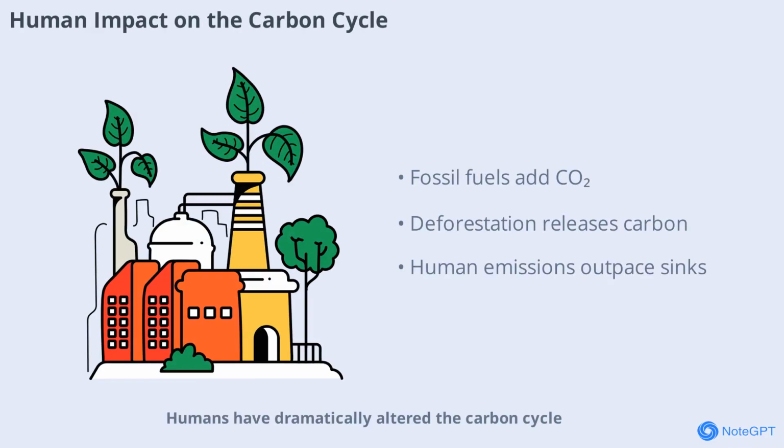Humans have dramatically altered the carbon cycle, mainly by burning fossil fuels and changing land use. Each year we emit about 10 billion tons of carbon from fossil fuels and another billion from land use changes like deforestation. These activities transfer carbon from long-term storage in rocks and forests into the atmosphere as CO2, much faster than natural processes can remove it. This rapid input is the main driver of rising atmospheric CO2.